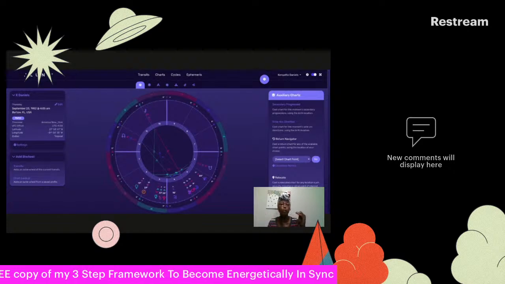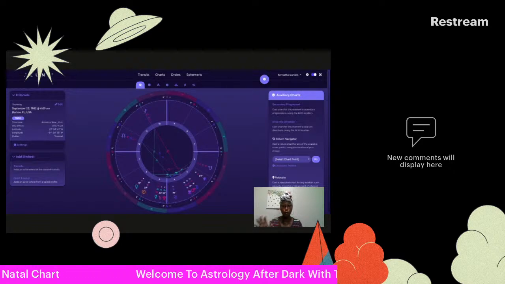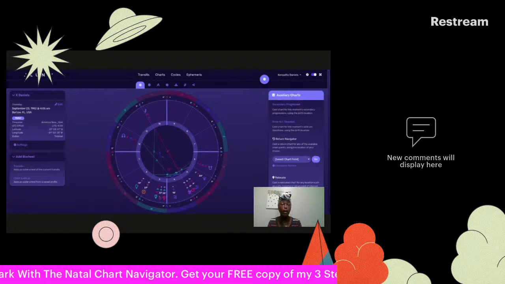Okay, so you are going to focus on that before you start focusing on the degrees. Once you get a good grip of the basics of astrology, then you can step it up and start focusing on degrees and things like that. All right, so this is the wheel here.